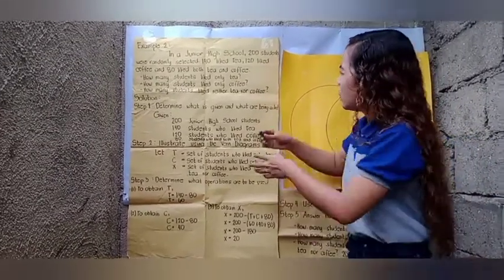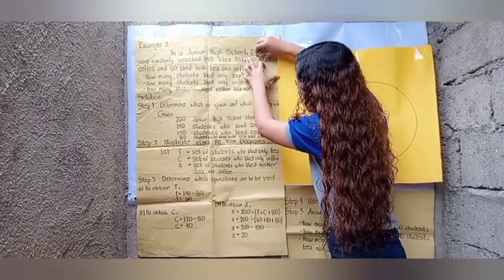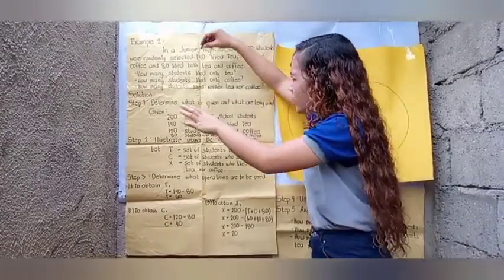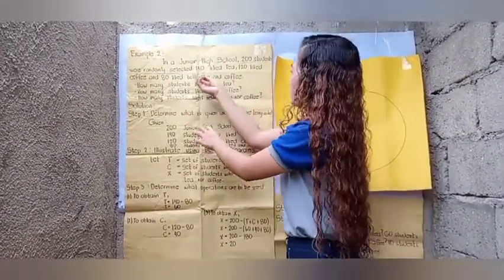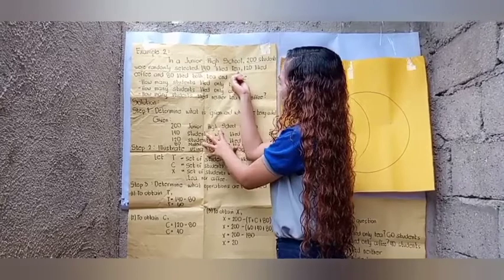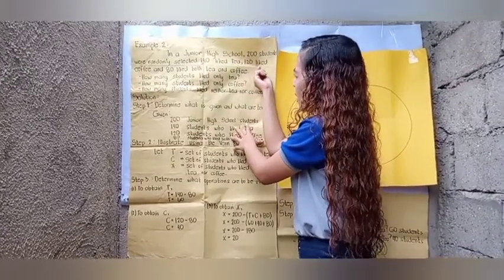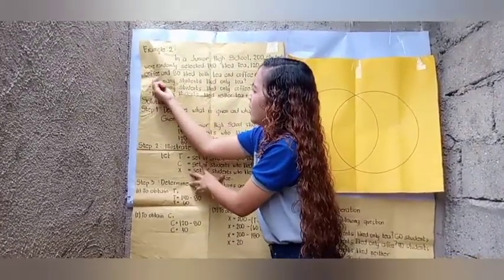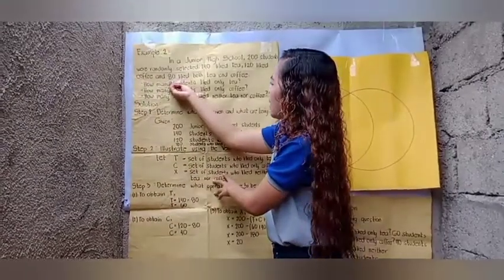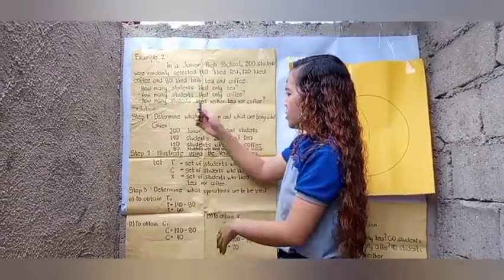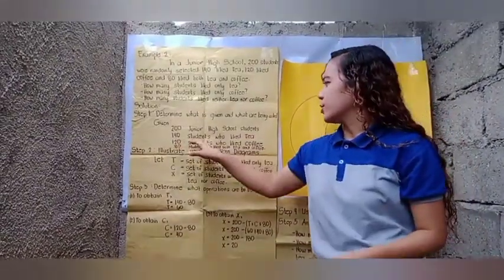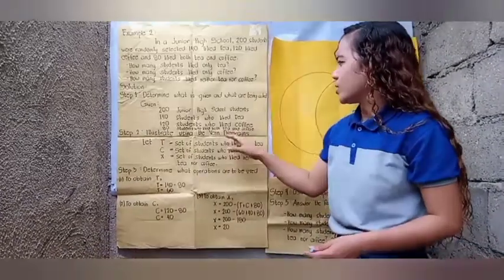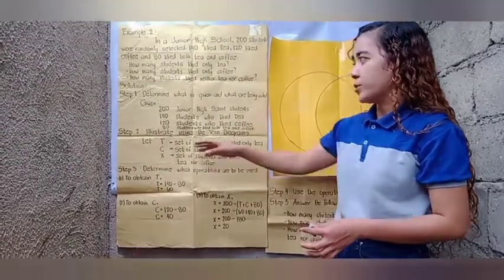So, ang given natin, we have 200 students na were randomly selected. And then, 140 din na mga students na may gusto ng tsaa. And then, 120 ang may gusto ng kape. And then, 80 na gusto ang tsaa at kape. So, these are our givens. 200 junior high school students, 140 students who like tea, 120 students who like coffee, and then 80 students who like both tea and coffee. So, these are our givens.